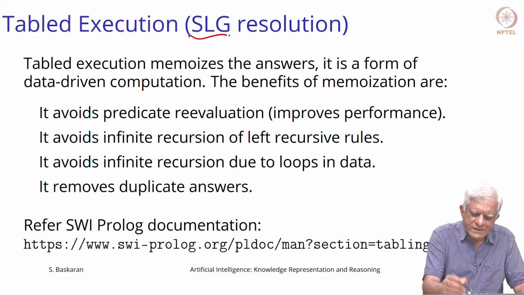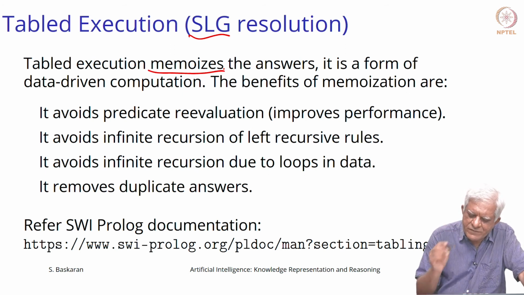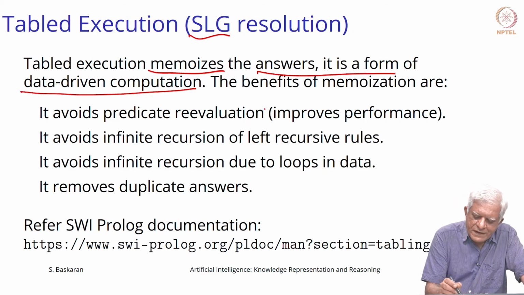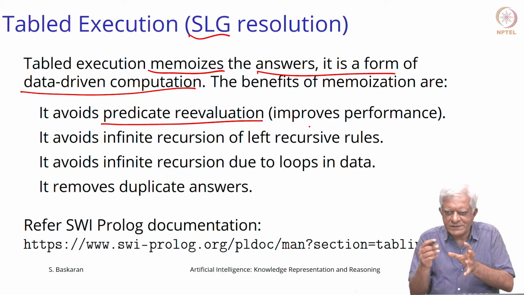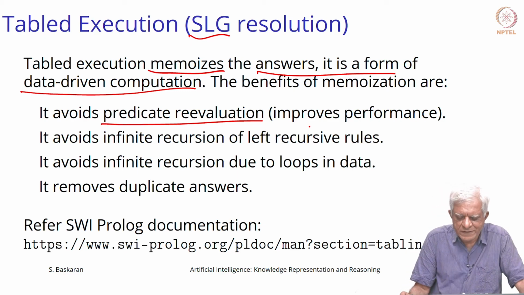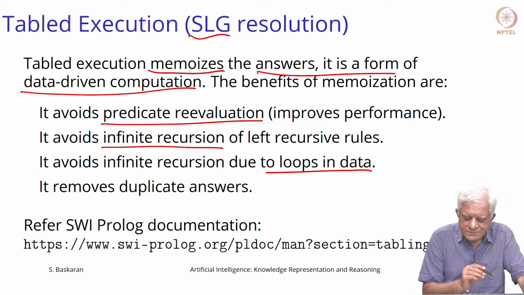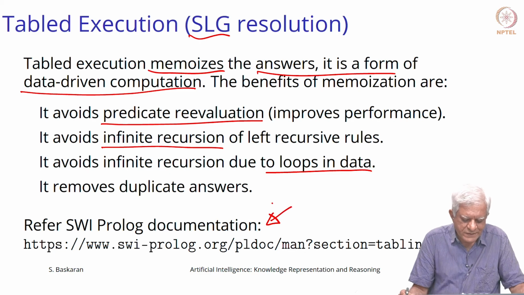So, this is known as SLG resolution, tabled execution. It memoizes, that means it remembers what are the answers that it has found so far. It is a form of data driven computation, and the benefits of memoization are that it avoids predicate re-evaluation and improves performance. If you have evaluated this predicate once, it does not evaluate it again essentially. It avoids infinite recursion of left recursive rules. It avoids infinite recursion due to loops in data. It removes duplicate answers. Okay. So, for further information, you should look at this documentation given on the SWI Prolog site.